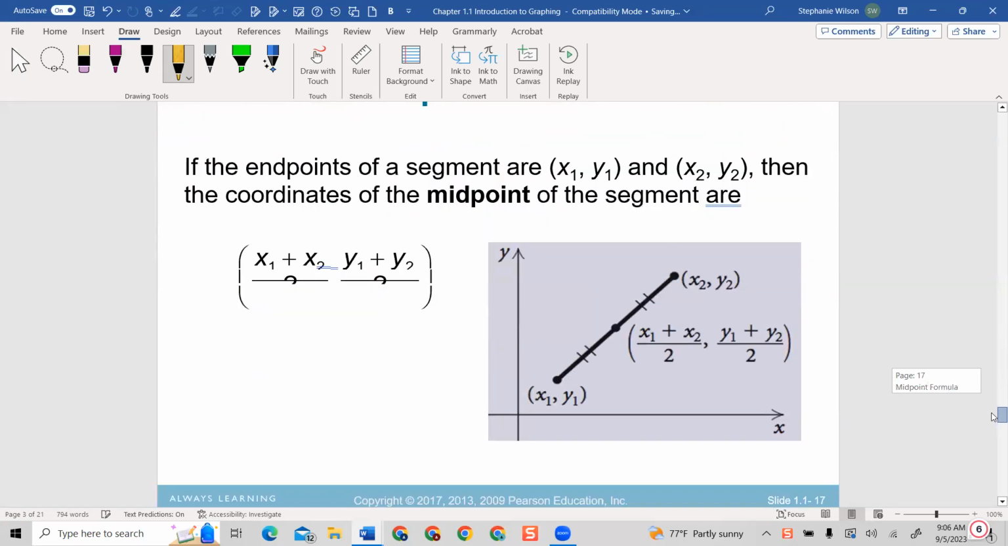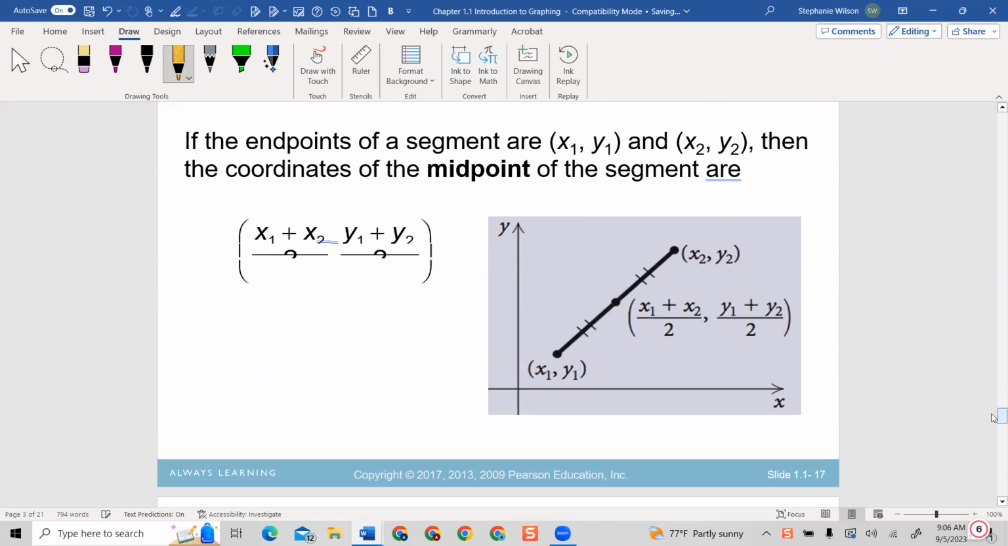Now, let's talk about the midpoint. The midpoint is the halfway point between the two ordered pairs. And again, we have the subscripts 1 and 2. It's just labeling each ordered pair. And here is our formula. It looks like this one got cut off.